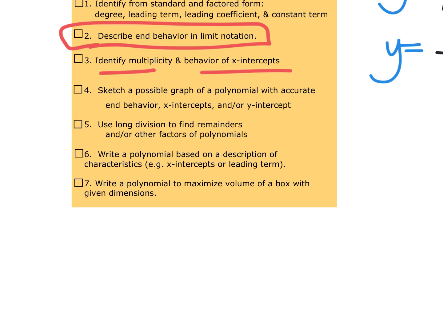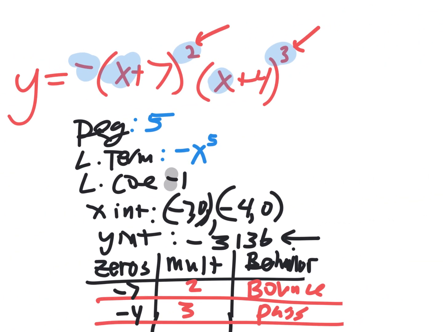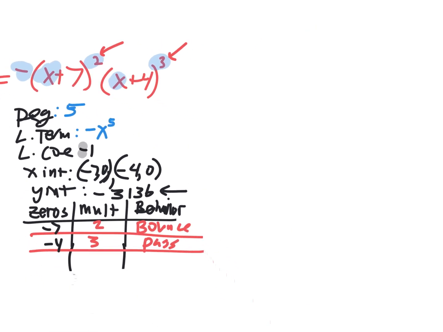Sketch it. All right, well, let's sketch that one. Everybody sketch that one that we just talked about a lot. Take a minute, sketch it. On this kind, you'd be able to tell the x-intercepts. On the kind that doesn't factor, you wouldn't know the x-intercepts.